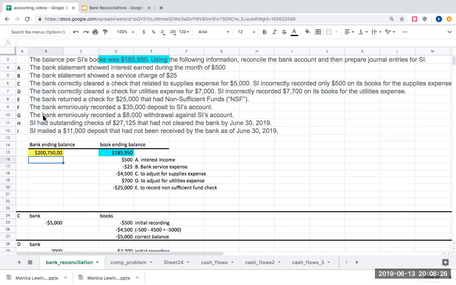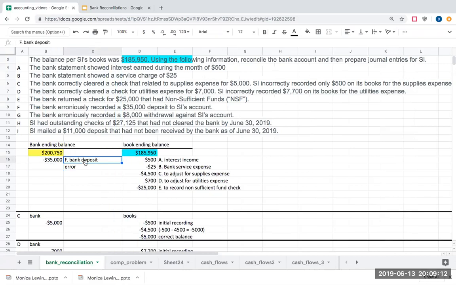So we come over here to letter F. The bank erroneously recorded a $35,000 deposit to SI's account. So there's $35,000 that should not have been deposited into this balance. Therefore, I'm going to have to remove that amount. So I'm going to show that deposit over here. This is letter F, bank deposit error. The bank made a $35,000 deposit, which it should not have made. Hopefully this makes it a little more clear what belongs to what. Okay, so that was letter F.